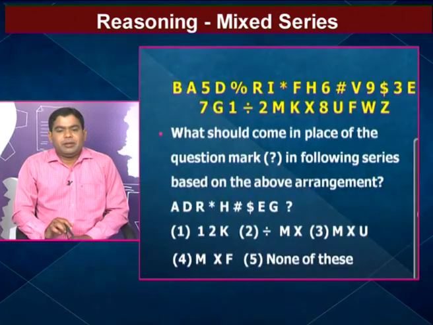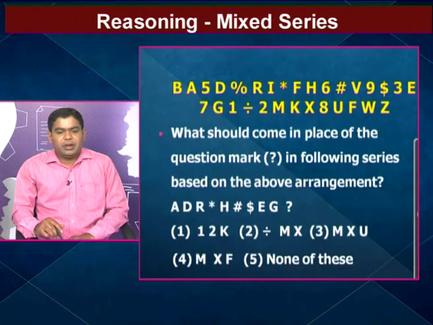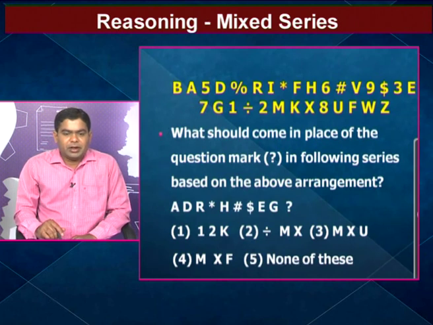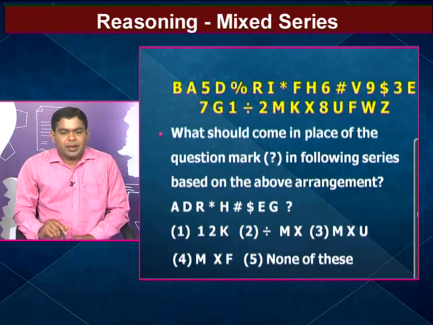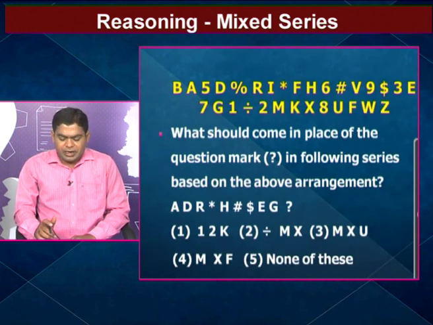What should come in the place of the question mark in the following series based on the above arrangement? So in our series, A, D, R, star, H, hash, dollar, E, G is given. We find out which one is next. So here in the question, 5 options are given. In these 5 options, which option is suitable in the place of the question mark? That means first of all we observe the relation between the given series. So here A is there, D is there, R is there.